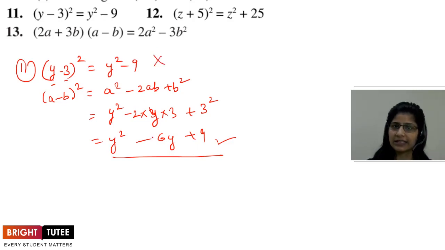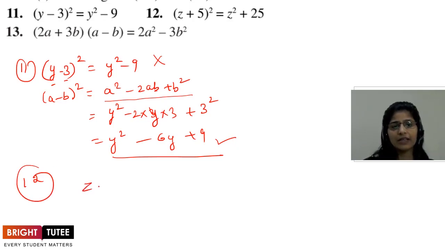This is the incorrect statement. The reason is they have just done the square of both the terms. But this does not mean whenever we have a minus b whole square, we have done the identity. It is equal to a square minus 2ab plus b square. Clear? Question number 12. They have z plus 5 whole square is equal to z square plus 25.